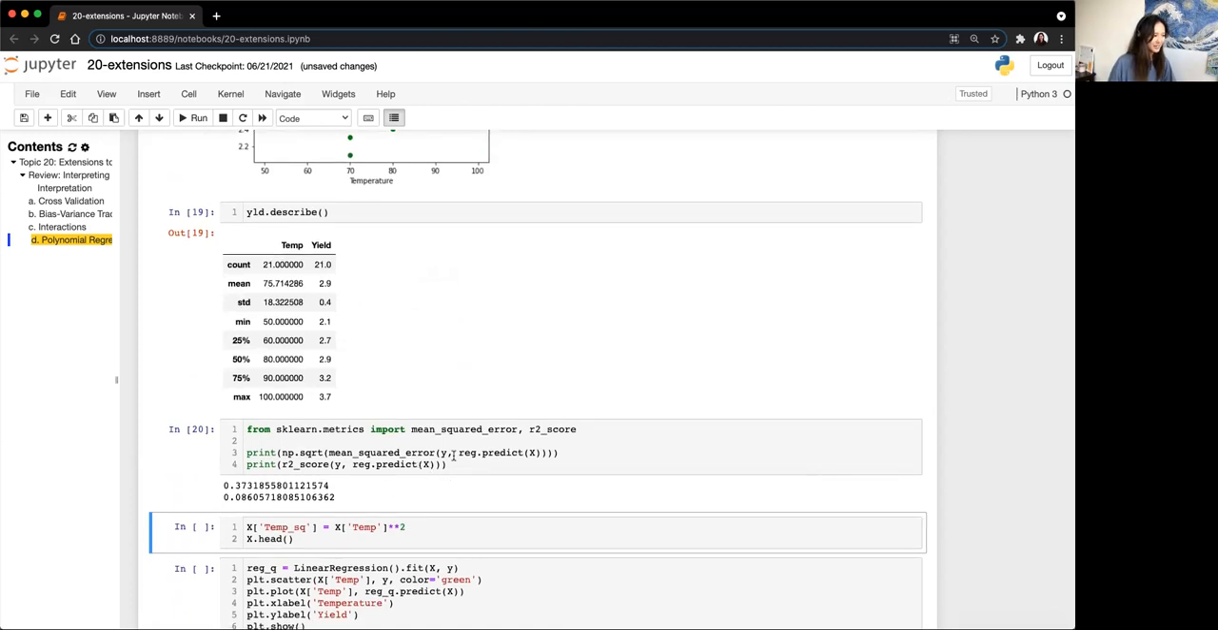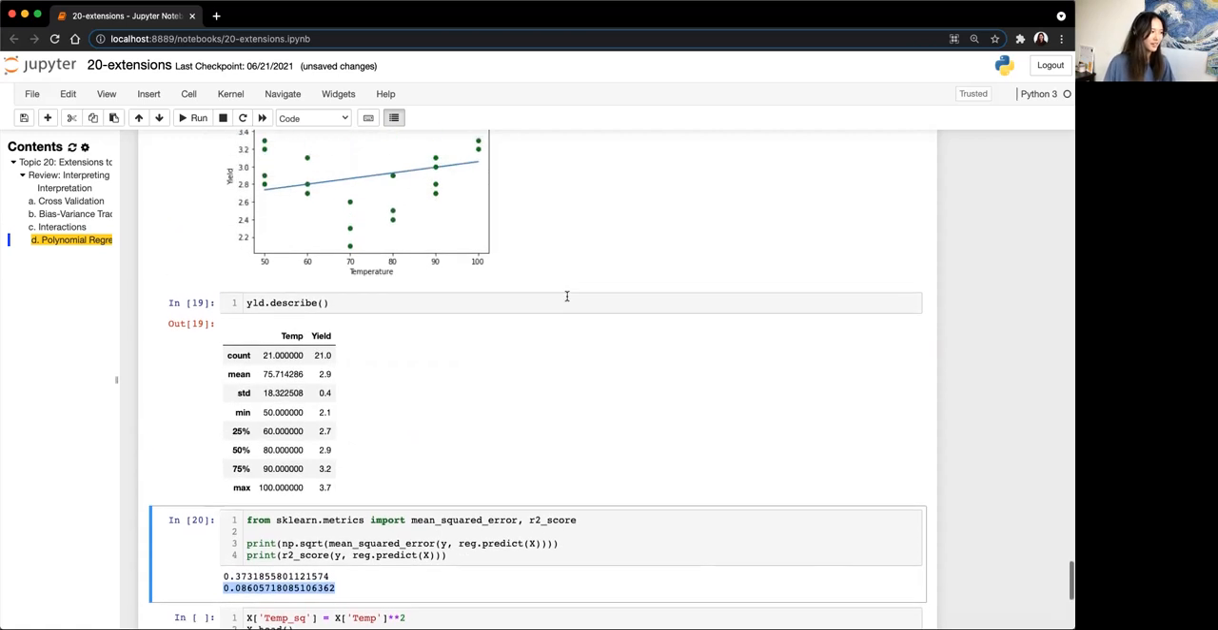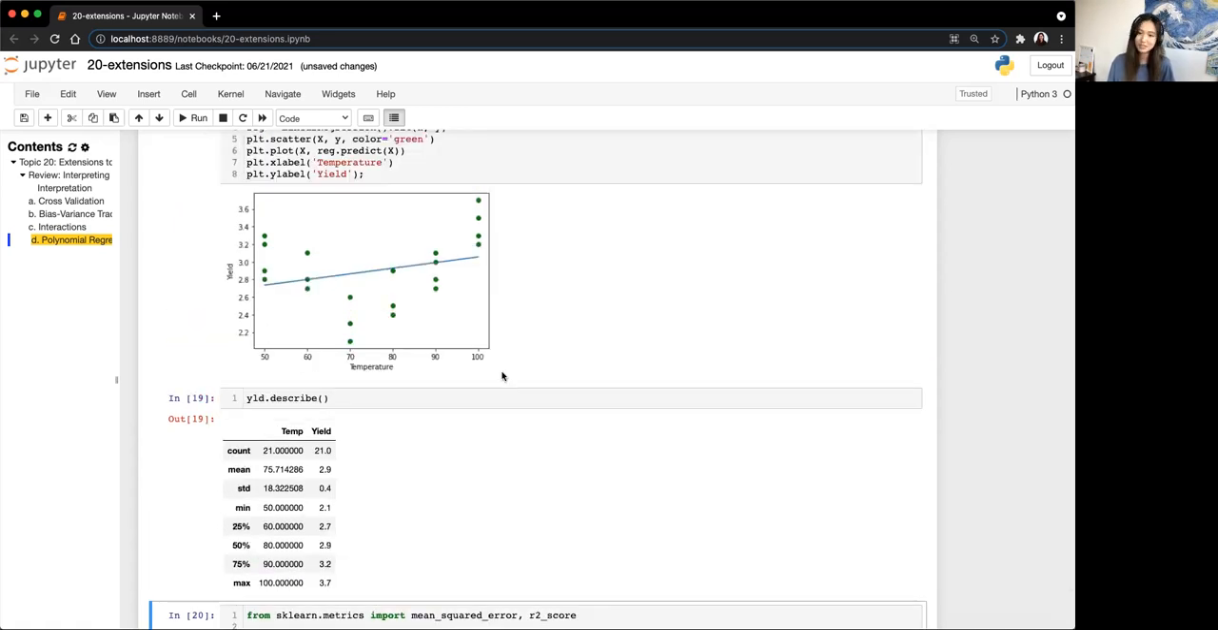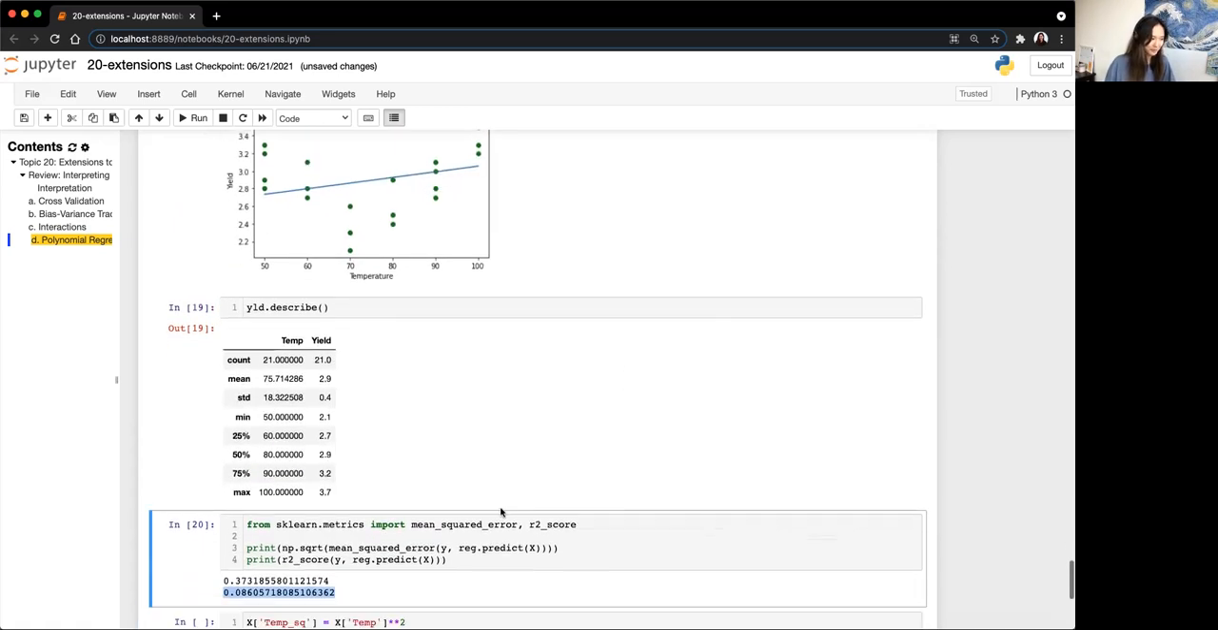Okay, we can see that the R squared, which is this second one over here, is 0.086. So there's a really, really poor fit. Not even 9% of the variation in yield is explained by temperature, which is not good.